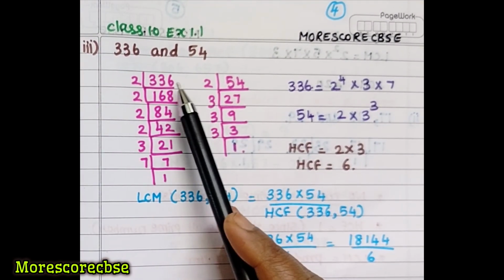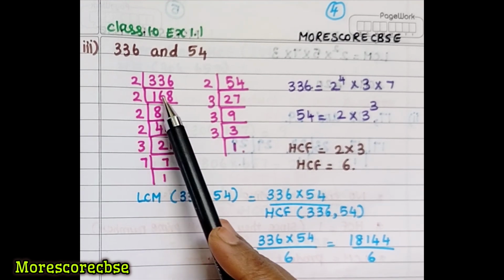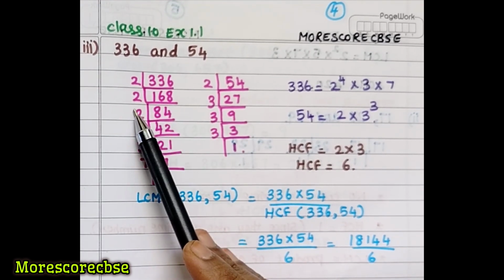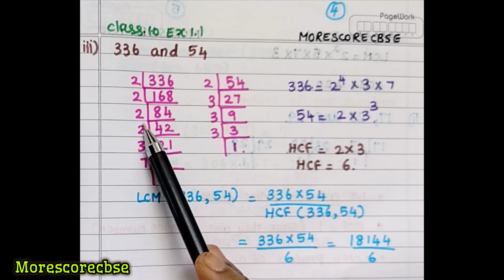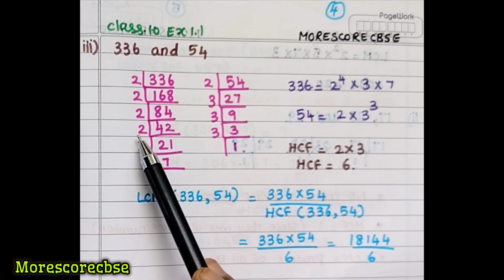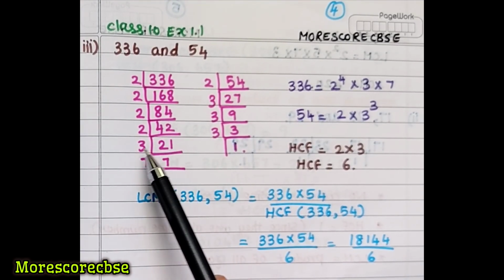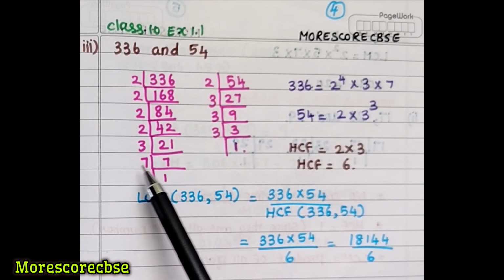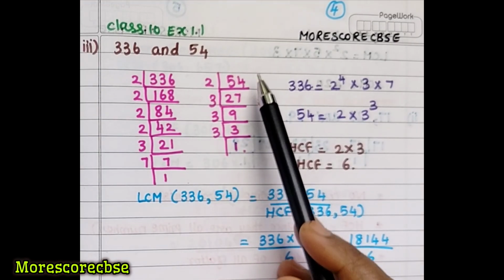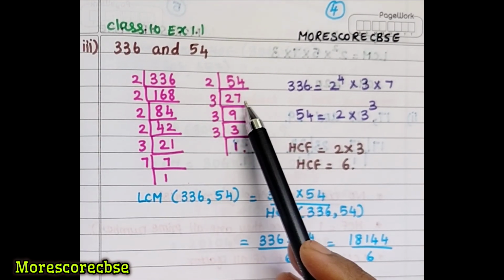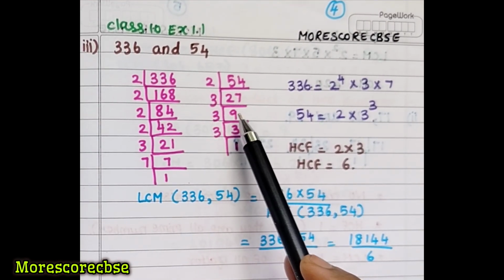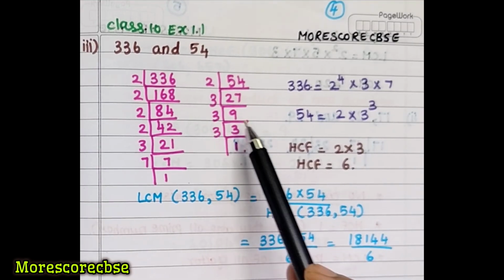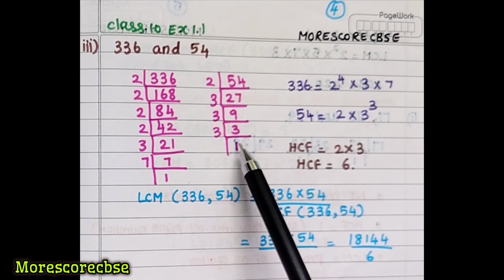So prime factorization: 336 divided by 2 it is 168, 168 divided by 2 it is 84, 84 divided by 2 it is 42, 42 divided by 2 it is 21, 21 divided by 3 it is 7, 7 divided by 7 it is 1. And for 54, 54 divided by 2 it is 27, so 27 divided by 3 it is 9, 9 divided by 3 it is 3, 3 divided by 3 it is 1.